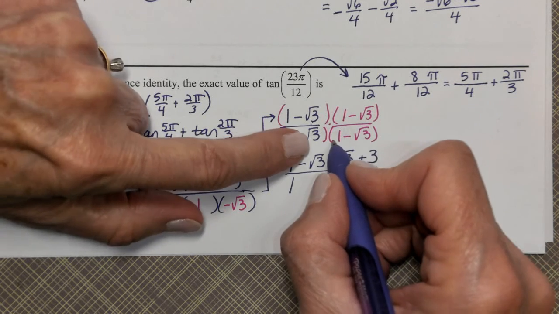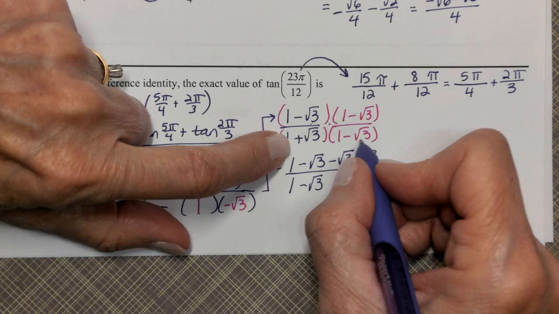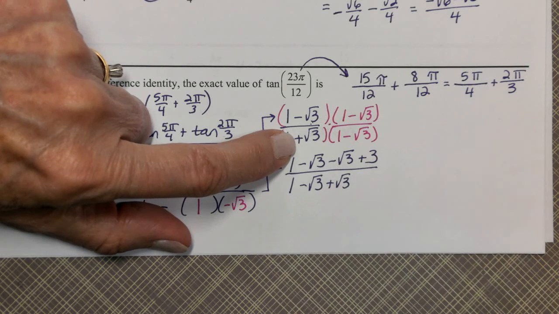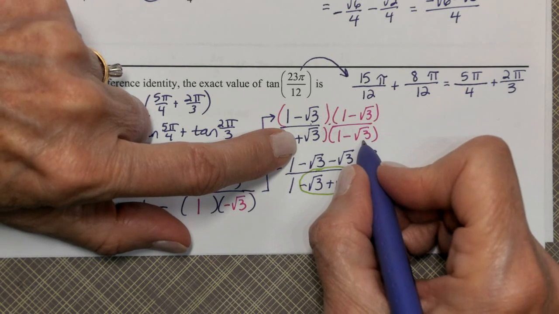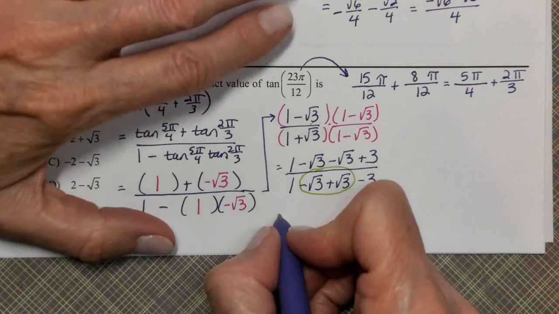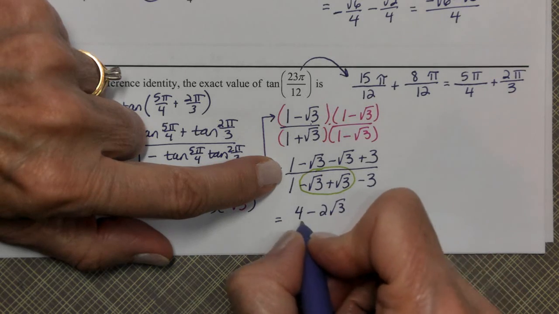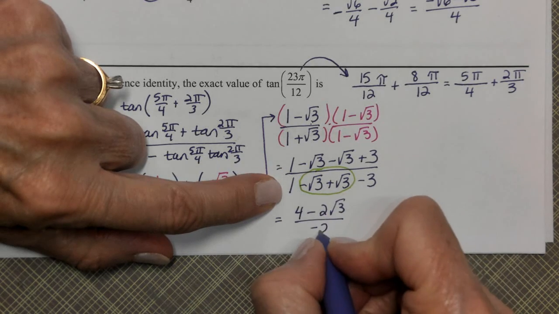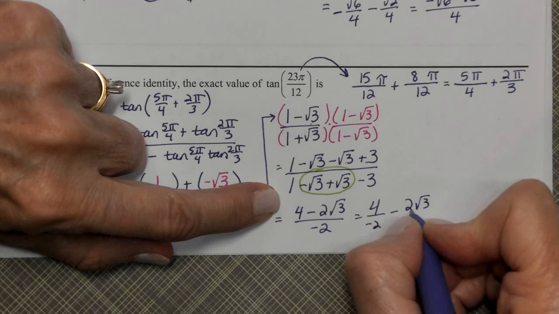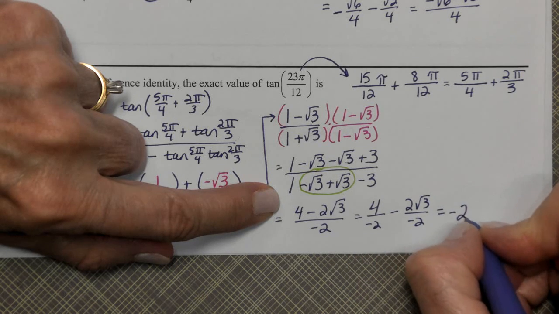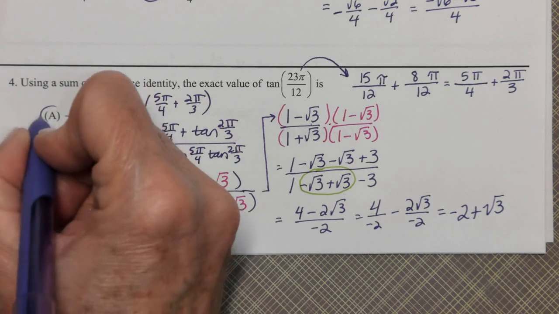I know this middle term is going to zero out, but I might write it down just for the sake of your notes. This will be a negative square root 3 and a positive square root 3. Those should always cancel each other out if you have the correct conjugate. And then minus 3. So up on top we have a 4 minus 2 square root 3 divided by negative 2. So that is 4 over negative 2 minus 2 square root 3 over negative 2, which is negative 2 plus square root 3. Negative 2 plus square root 3. Answer choice A.